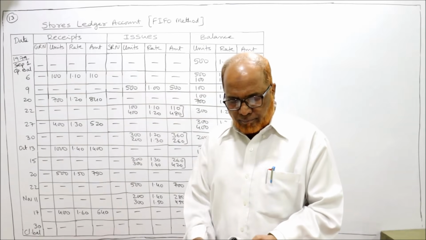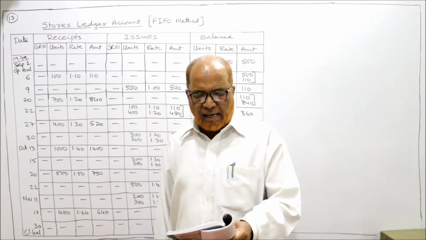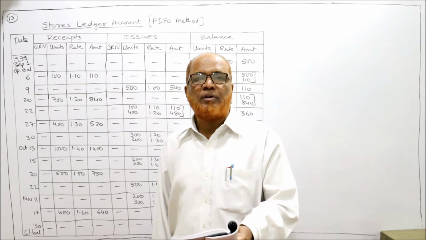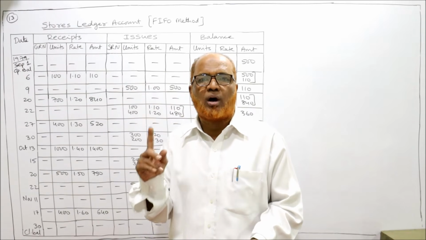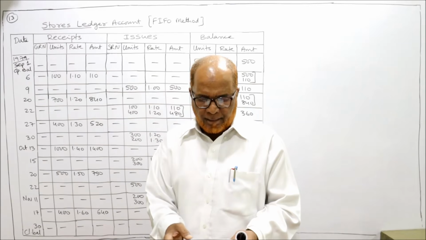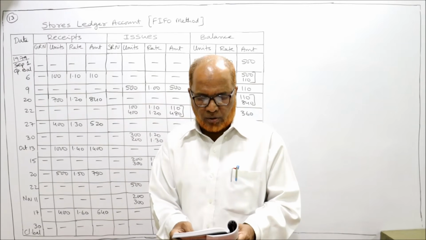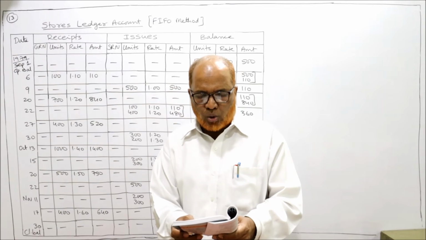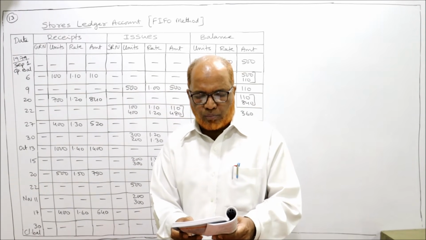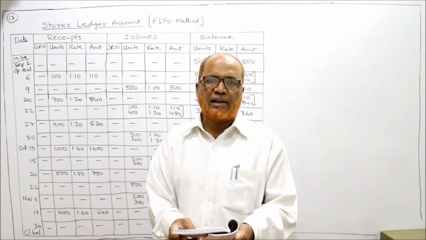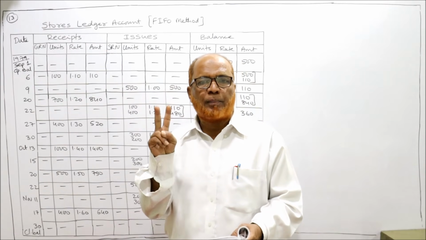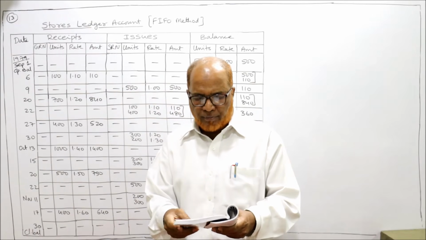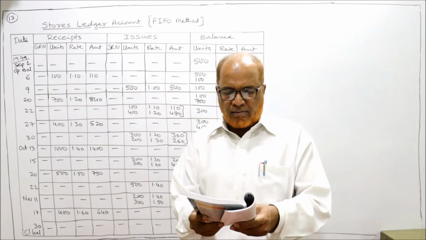13th problem. The stock in hand of material as on 1st September 1979 was 500 units at ₹1 per unit. This is the opening stock on 1st September, 500 units at ₹1 per unit. The following purchases and issues were subsequently made. Prepare a store's ledger account showing how the value of issues would be recorded under FIFO method and LIFO method. So in this problem we have to prepare two store's ledger accounts, one by following FIFO, the other by following LIFO. So purchases are given.